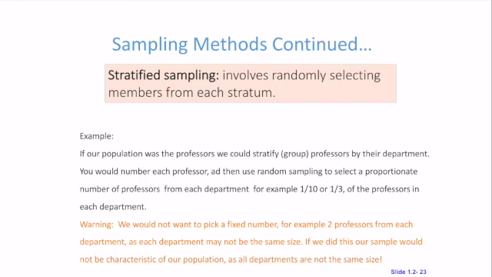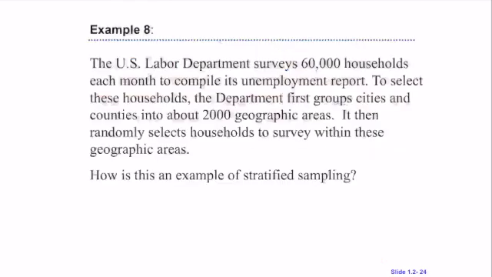So let's say the U.S. Labor Department surveys 60,000 households each month to compile its unemployment report. To select these households, the department first groups cities and counties into about 2,000 geographic areas, and then they randomly select households to survey within these specific geographic areas. So how is this an example of stratified sampling?